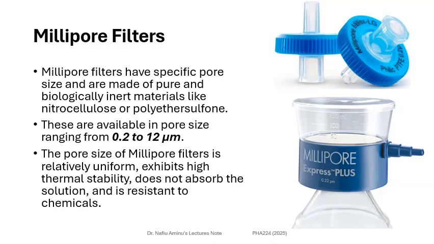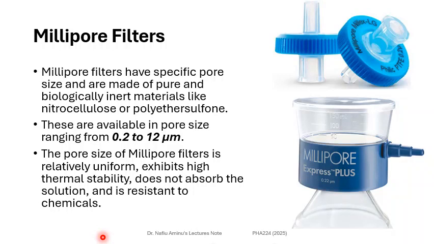Next category of filter is what is called millipore filter. Okay, you can see by design they are similar to a membrane filter, but these ones are called millipore because they have different features. Let's learn the features they have. Millipore filters have specific pore size and are made of pure and biologically inert materials like nitrocellulose and polyether sulfone. So you can see the material that we use to prepare them is different from that of the membrane filter.